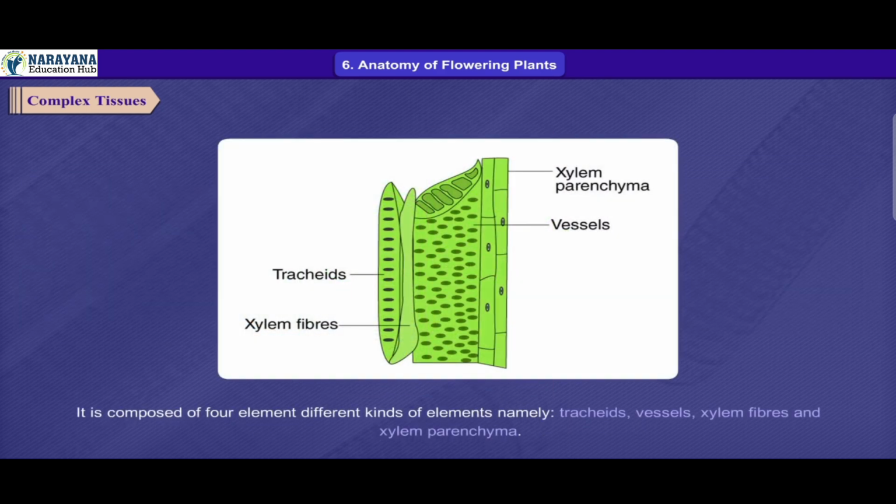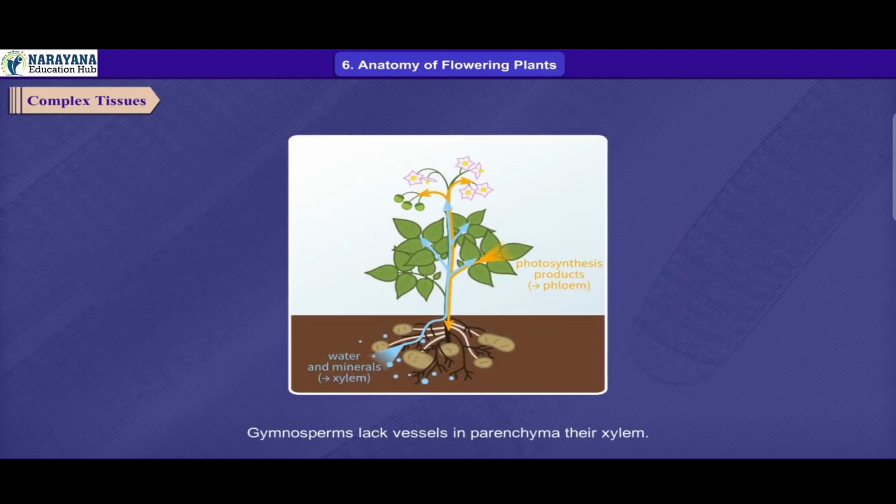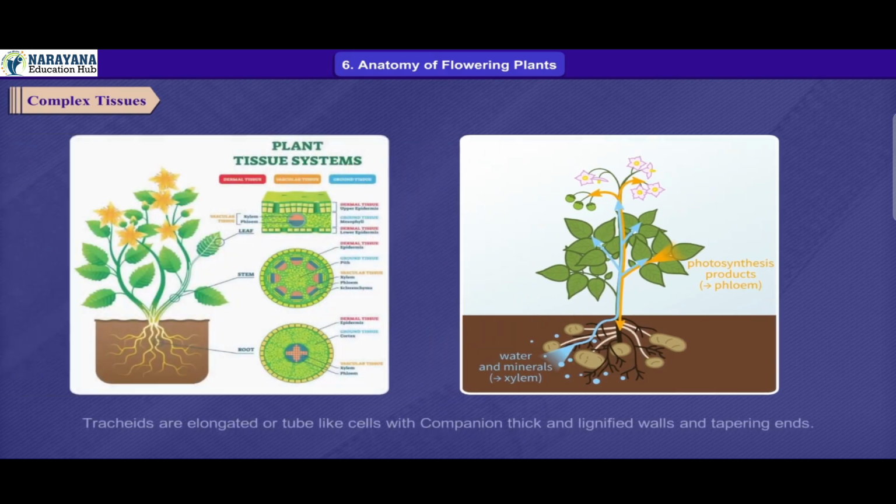It is composed of four different kinds of elements, namely tracheids, vessels, xylem fibers, and xylem parenchyma. Gymnosperms lack vessels and xylem parenchyma in their xylem.